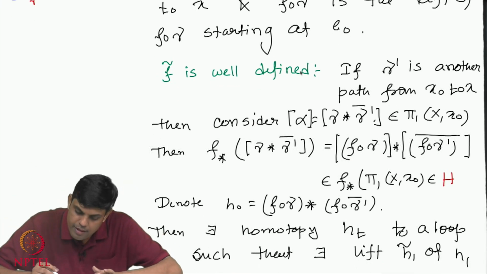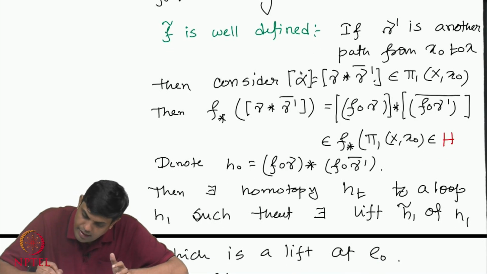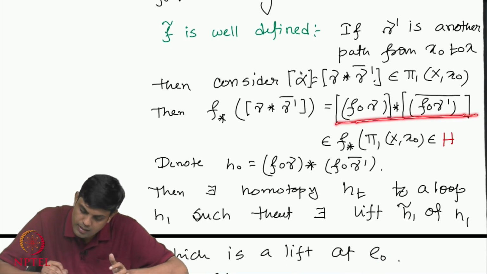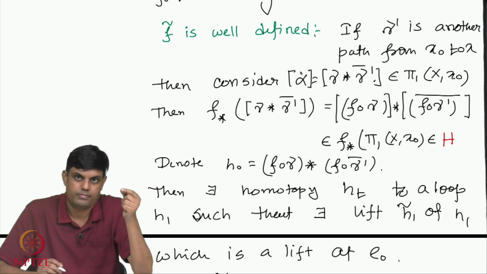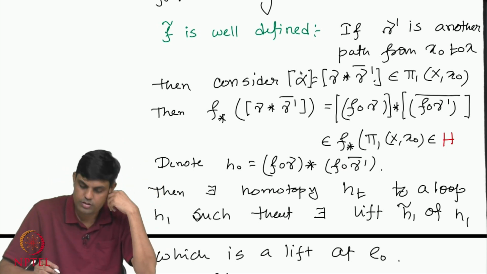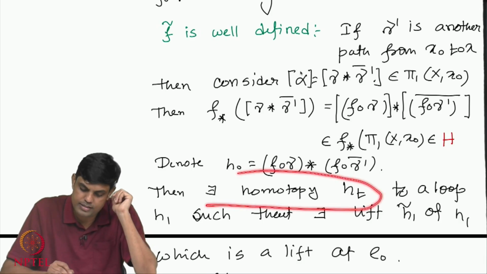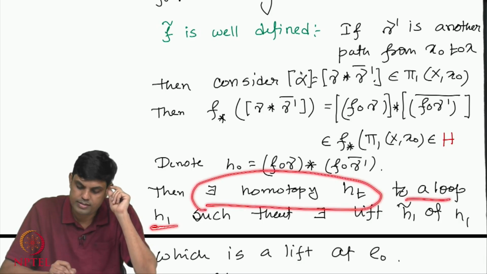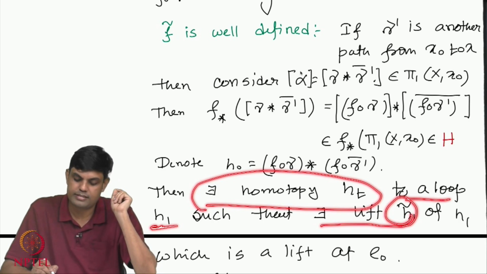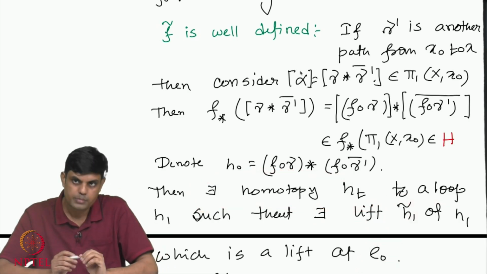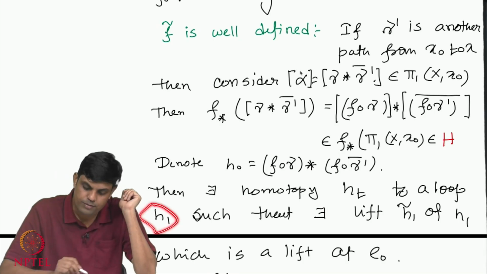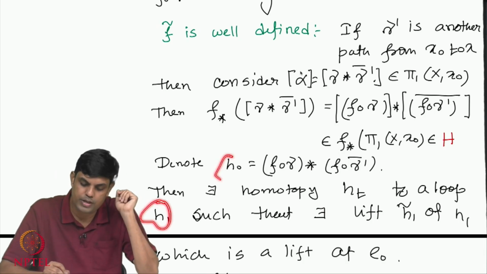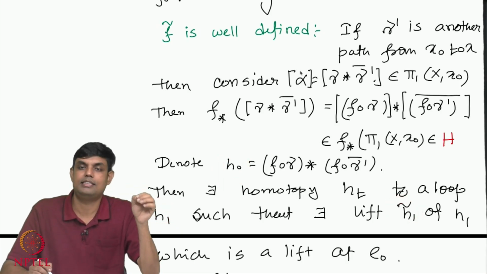So if I consider this path, I call it h0, this path admits a lift starting at e0, which is a loop starting at e0. Therefore, there exists a homotopy ht from h0 to a loop h1 such that h1 admits a lift which starts at e0. So h1 is homotopic to h0, and h1 admits a lift called h1 tilde, which starts at e0.